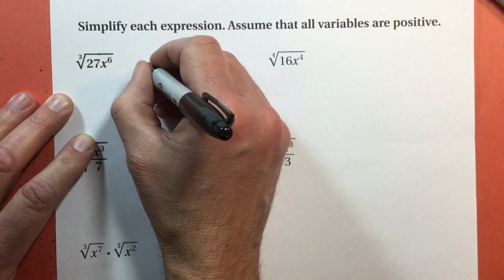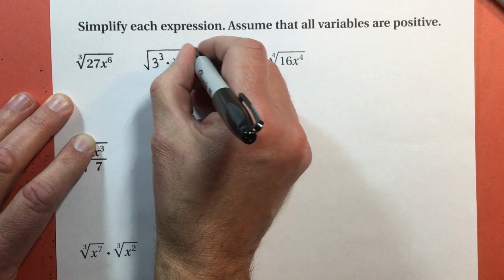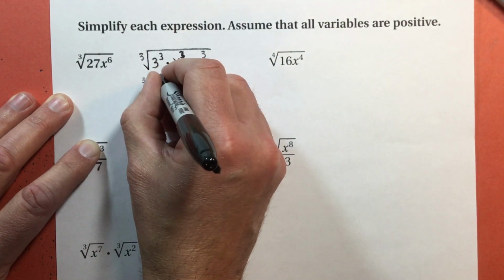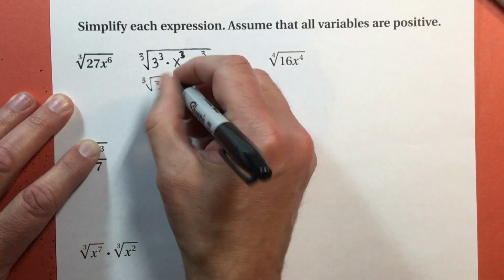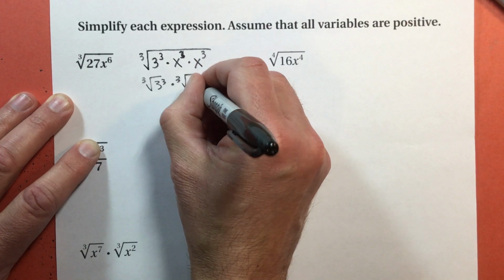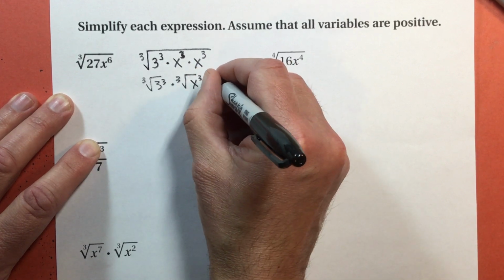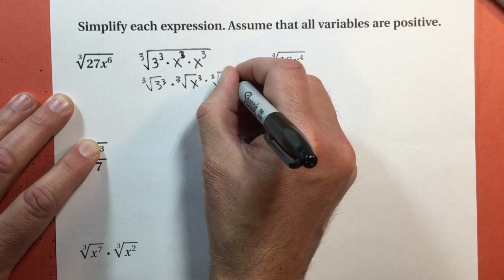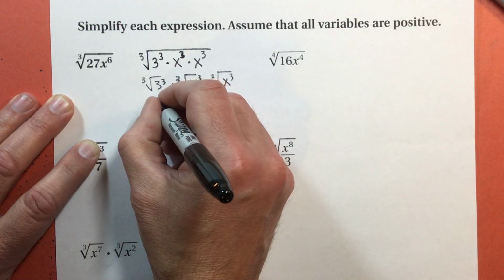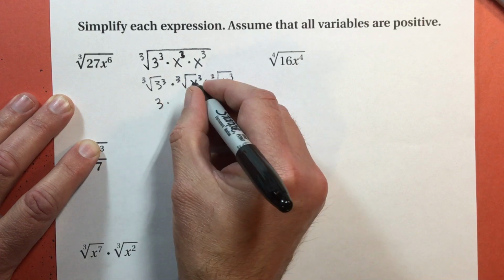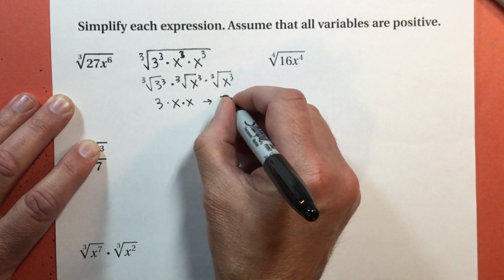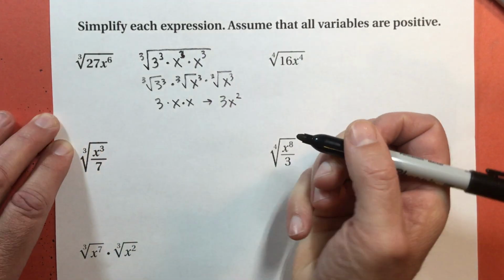All right, so now I'm going to take the third root of all of that, and this ends up being the third root of 3 cubed times the third root of x cubed times the third root of the other x cubed. And this ends up being 3 times x. And of course we would write that 3x squared.